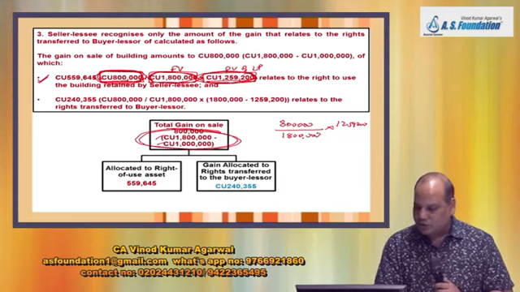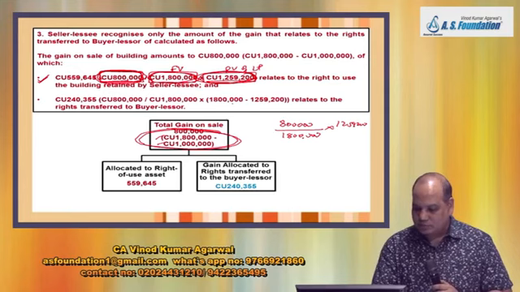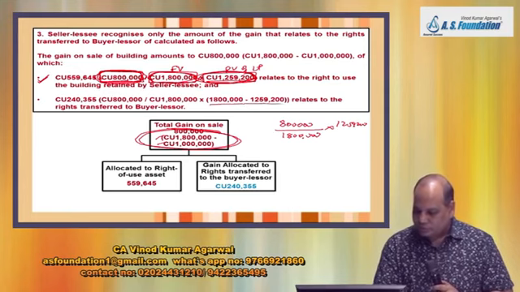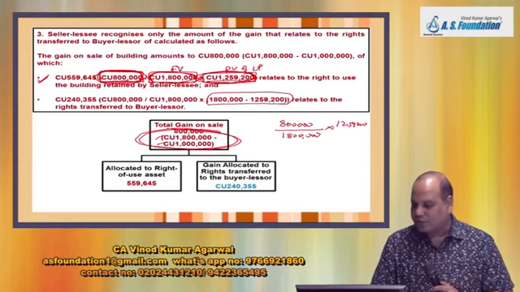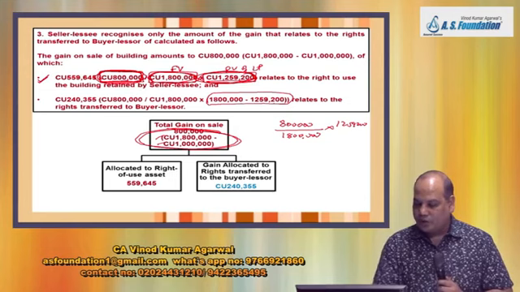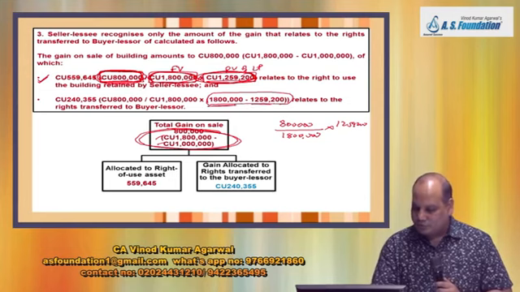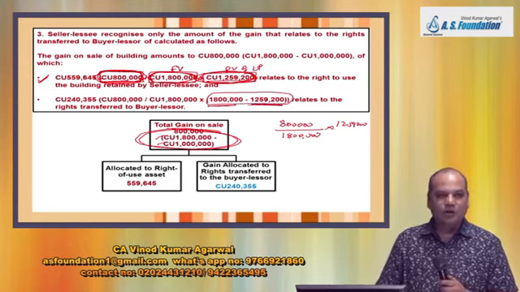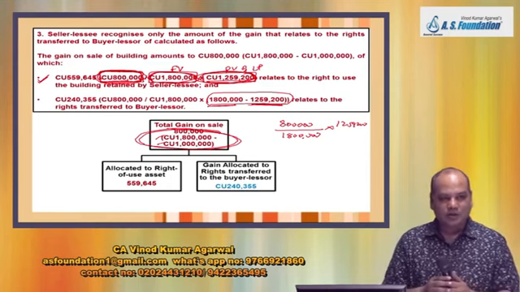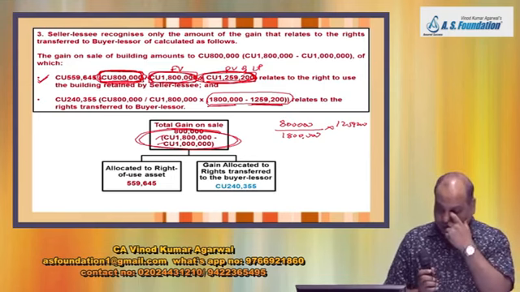And if you want to try the rights transferred to the buyer-lessor, that also you can do proportionately. 8 lakh divided by 18 lakh into the remaining amount, 18 lakh minus 12,59,200. 18 lakh is the total fair value. This is the present value of the rights retained, the lease payment present value.